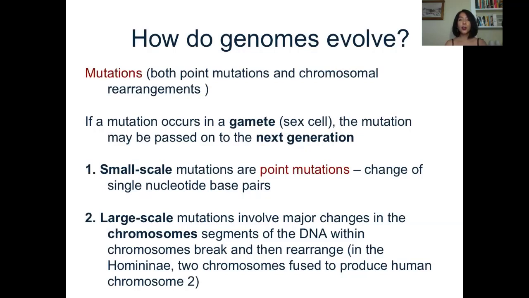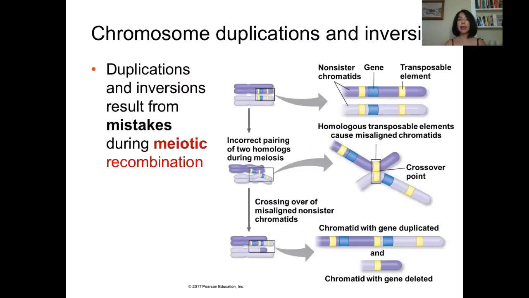We also learned that there are two types of mutations. The first one is small scale, and it's usually associated with point mutations. It's a single nucleotide base pair or a few, associated with deletions and insertions of pieces of DNA. The other category is large-scale mutations, and those involve large rearrangements of the chromosomes. This is an example of what happens at the chromosomal level when there is a duplication or inversion, and it happens during the meiotic recombination.